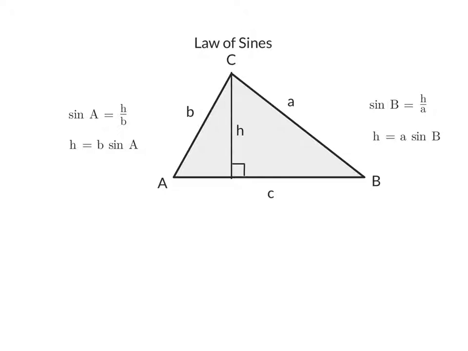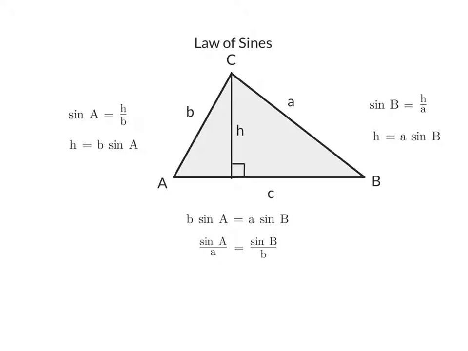Now, if you look, I have two expressions for h. I have h equals b sine A and h equals a sine B. Well, I can simply combine those two and set them equal to each other. So b sine A would equal a sine B. Now, if I divide both sides by a and by b, I'm going to get sine of capital A over little a is equal to sine of capital B over little b. And what I have developed here is the law of sines.